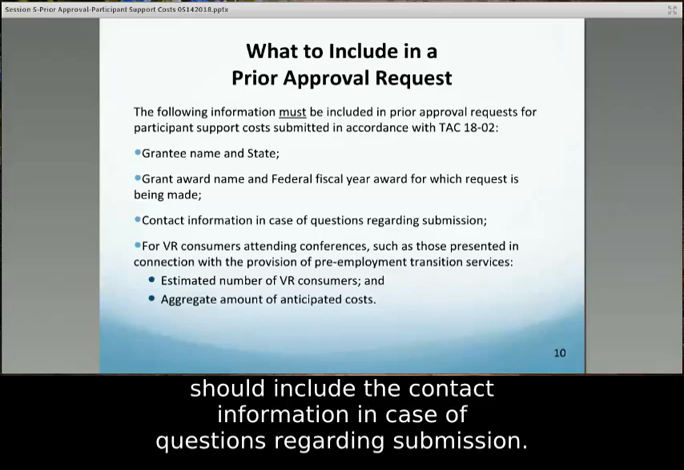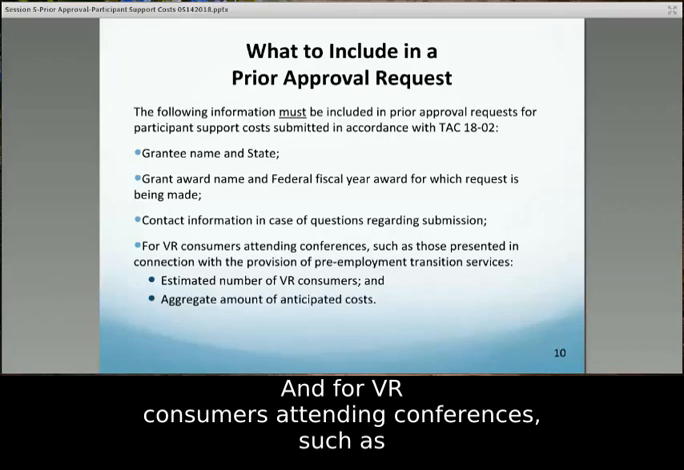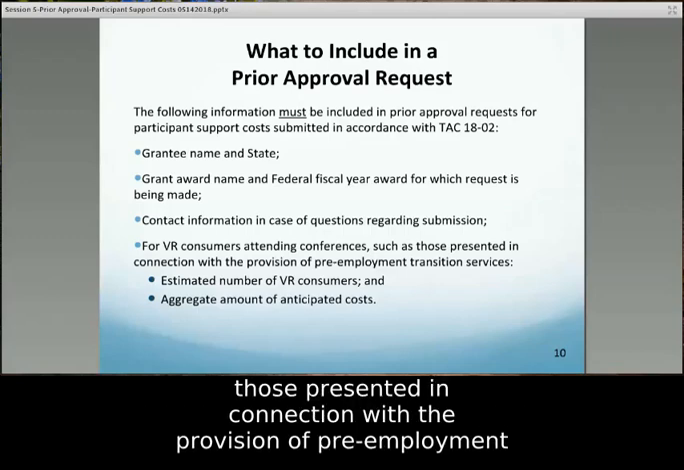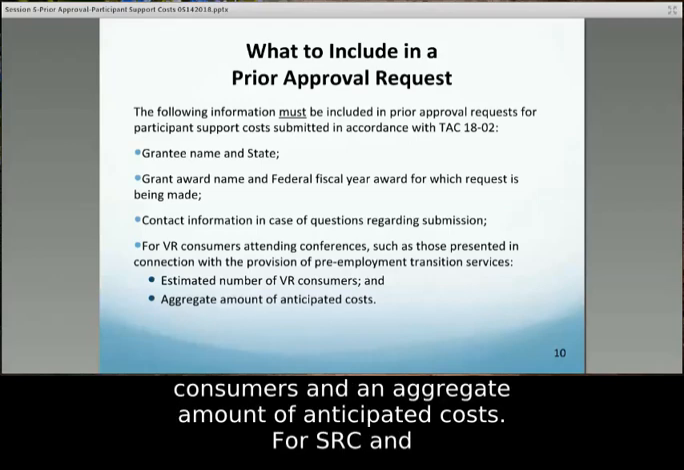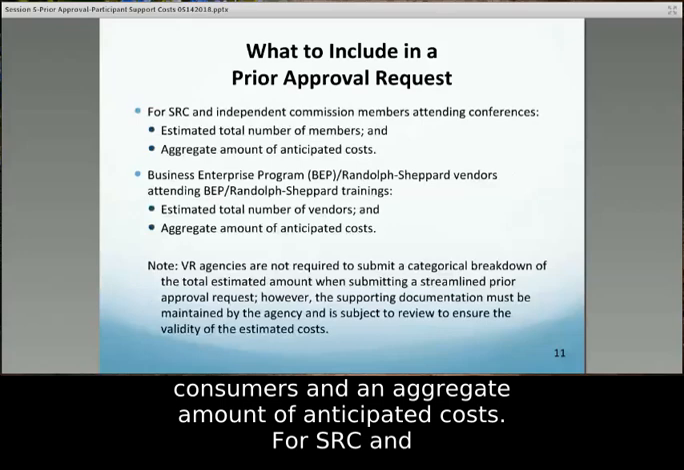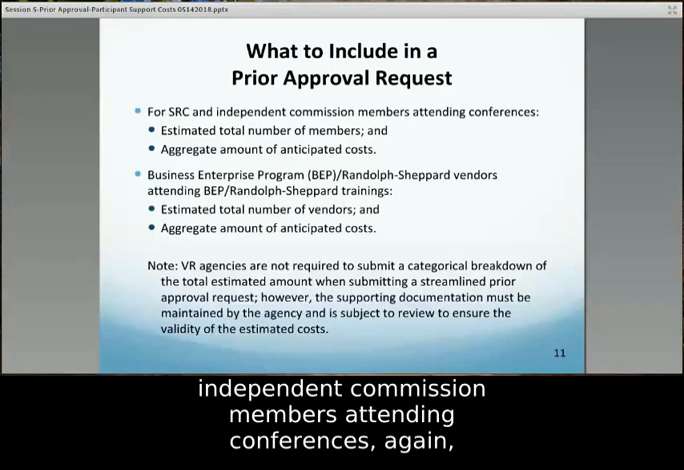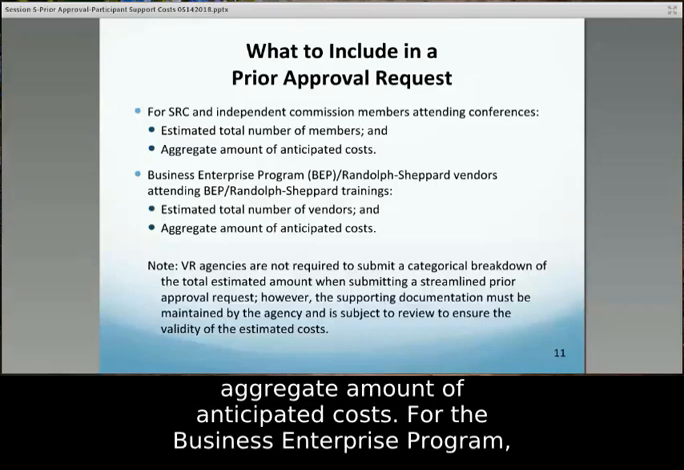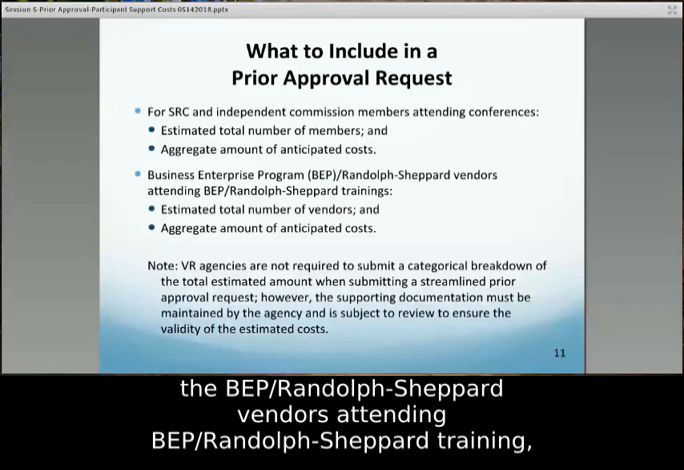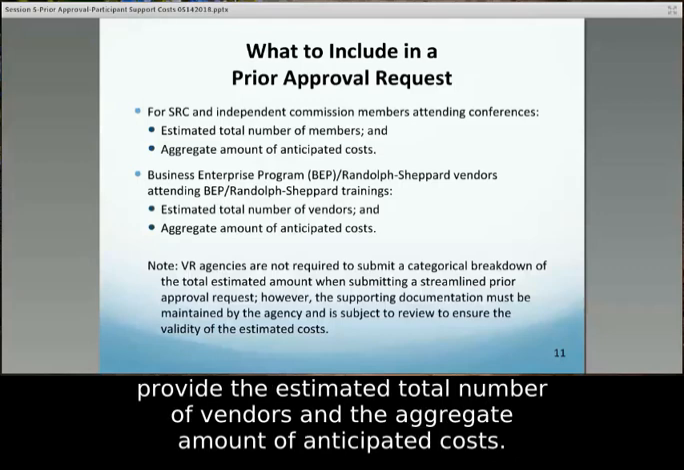They should include the contact information in case of questions regarding submission. And for VR consumers attending conferences, such as those presented in connection with the provision of pre-employment transition services, you should include the estimated number of VR consumers and an aggregate amount of anticipated costs. For SRC and independent commission members attending conferences, again, please provide the estimated total number of members and the aggregate amount of anticipated costs. For the Business Enterprise Program, the BEP Randolph-Shepard vendors attending BEP Randolph-Shepard training, provide the estimated total number of vendors and the aggregate amount of anticipated costs.